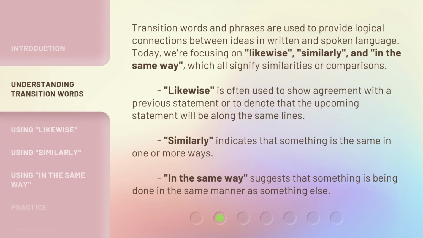Transition words and phrases are used to provide logical connections between ideas in written and spoken language. Today, we're focusing on likewise, similarly, and in the same way, which all signify similarities or comparisons. Likewise is often used to show agreement with a previous statement or to denote that the upcoming statement will be along the same lines. Similarly indicates that something is the same in one or more ways. In the same way suggests that something is being done in the same manner as something else.